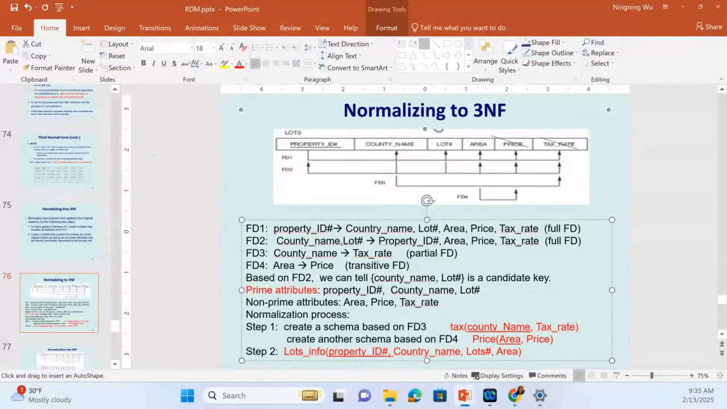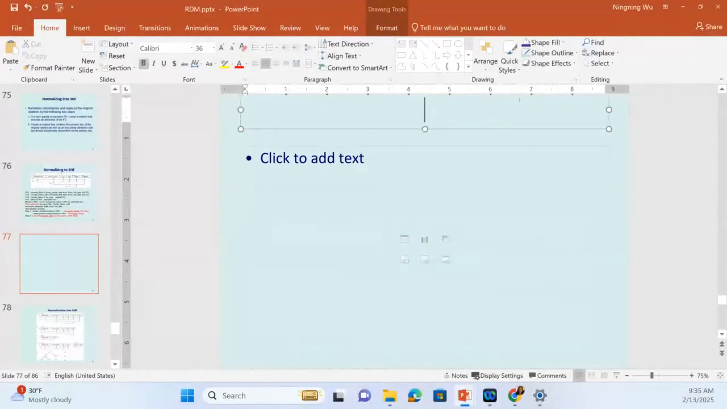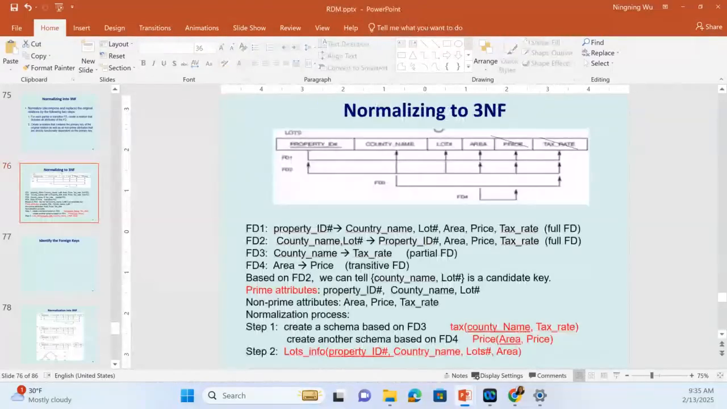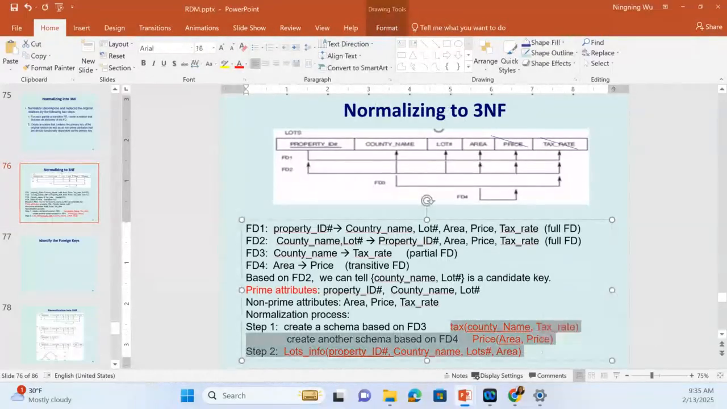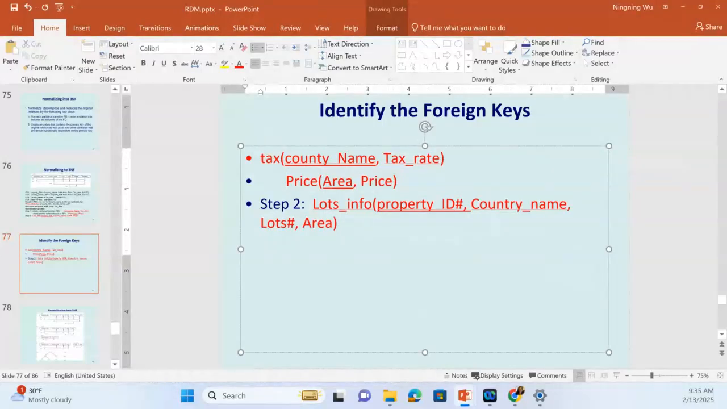So now I think there's one more step we need to do. We have to identify the foreign keys. Let me copy these three together and come here. I just want those schemas, I don't want anything else.